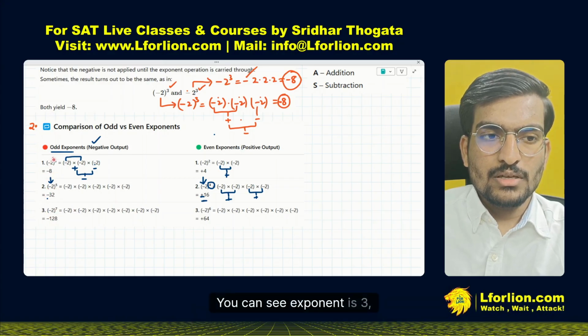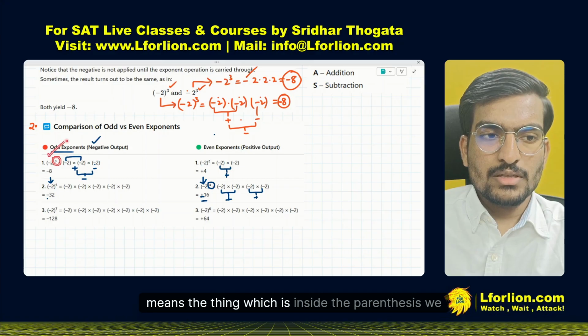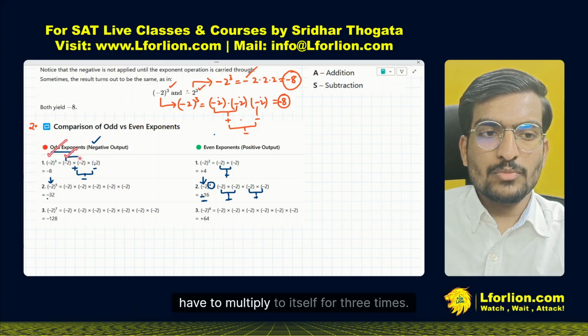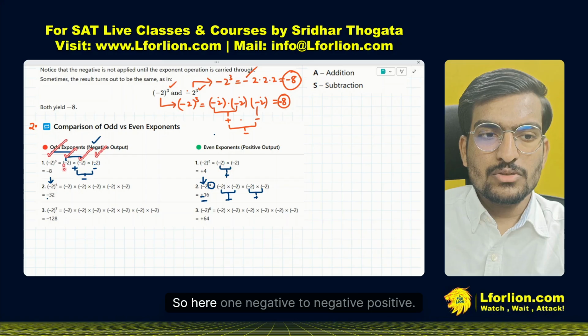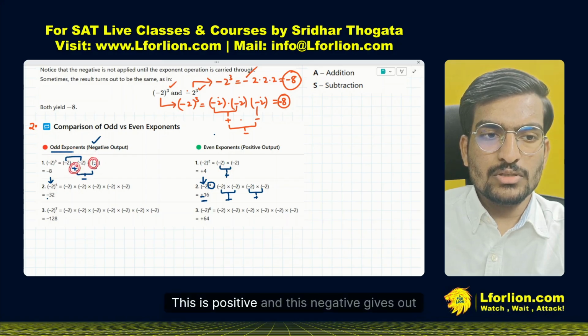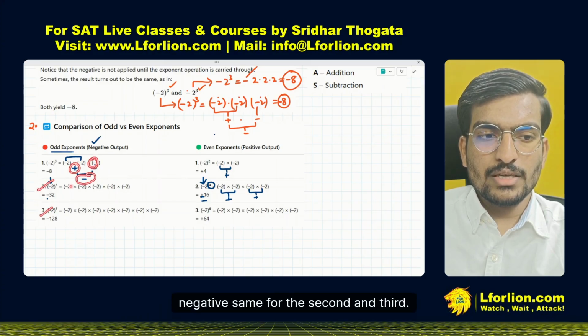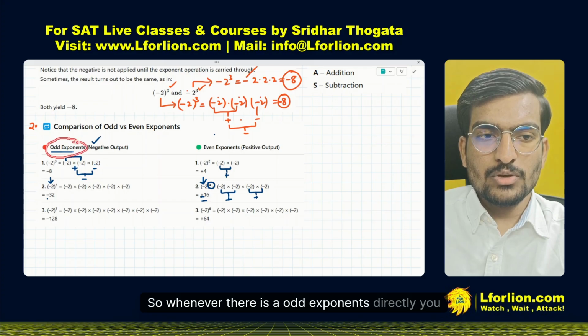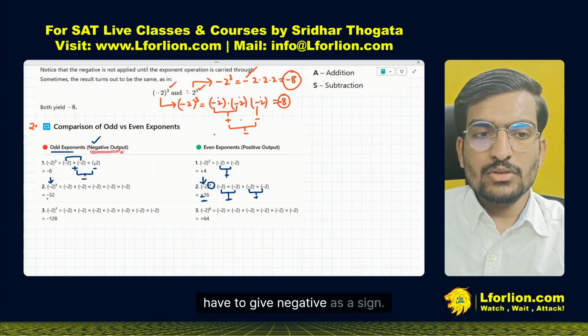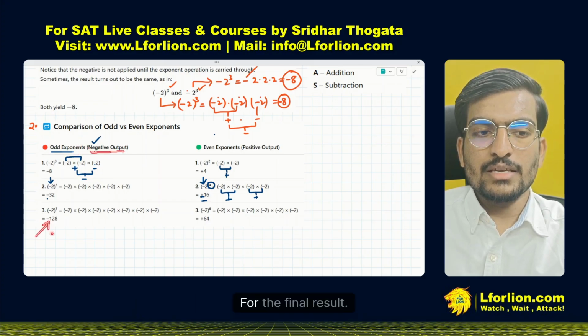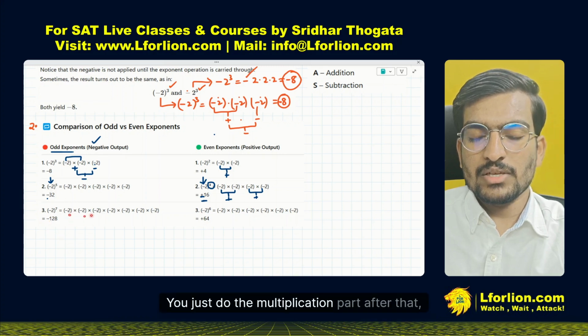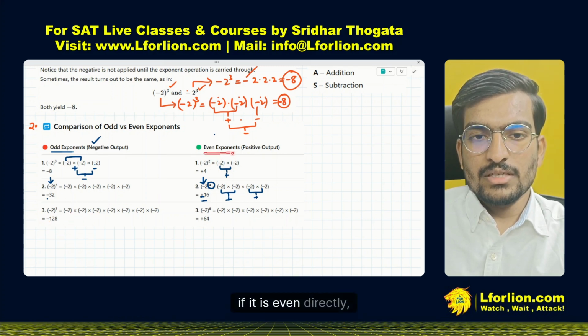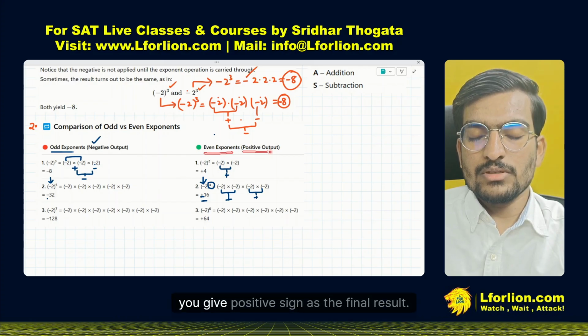You can see, exponent is 3 means the thing which is inside the parenthesis, we have to multiply to itself 3 times. So here one negative, two negative, positive, and there is one more negative. This is positive and this negative gives out negative. Same for the second and third. So whenever there are odd exponents, directly you have to give negative as the sign for the final result. You just do the multiplication part after that. If it is even, directly you give positive sign as the final result.